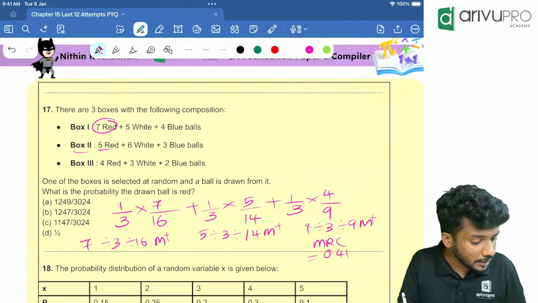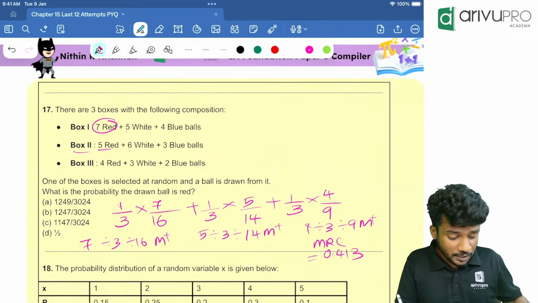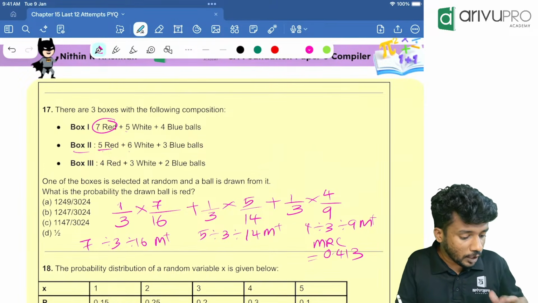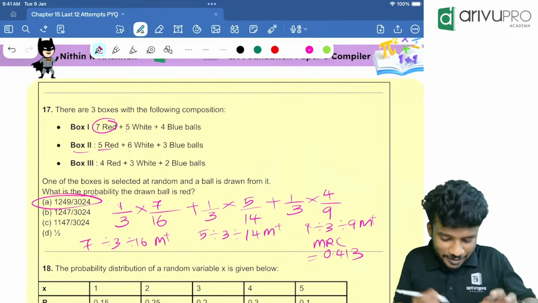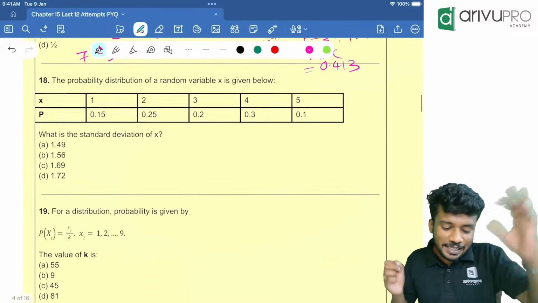0.41 something you are getting. 413 you are getting, correct? Now check the first option. Option A, 1249 divided by 3024. How much is it? 0.4130. So option A is your answer. Got the point? Yes. Next one, people.